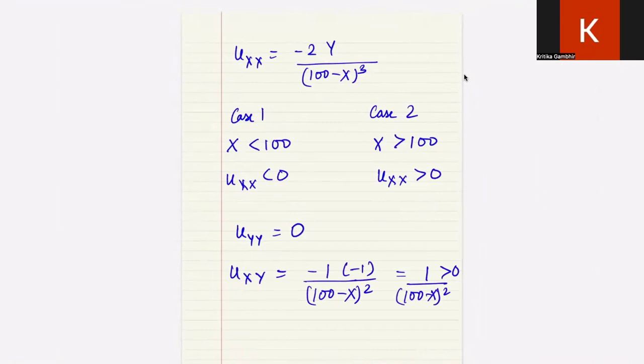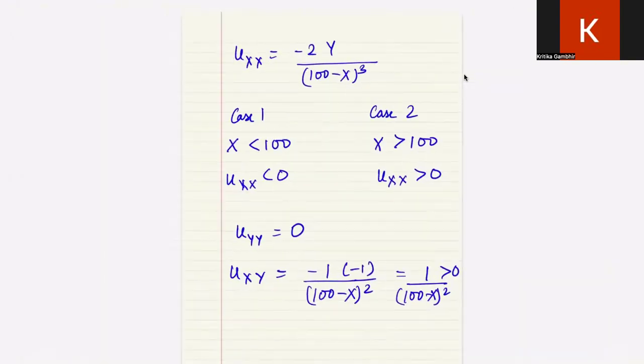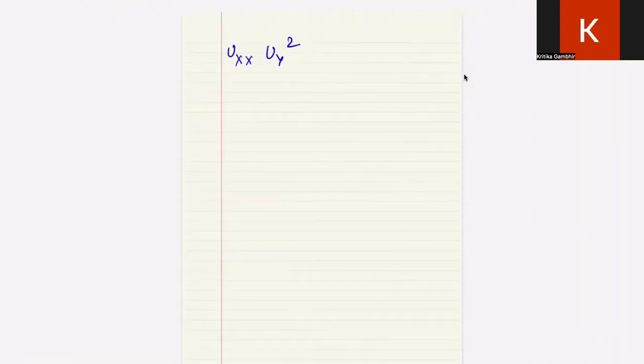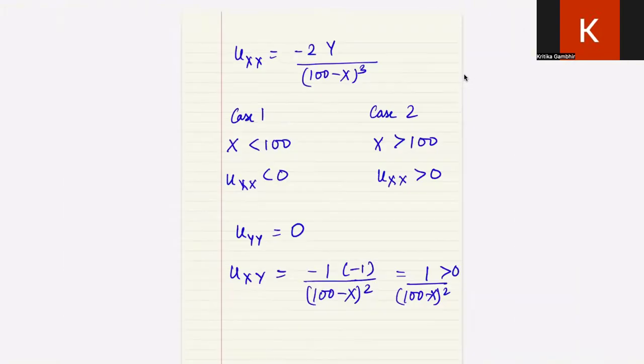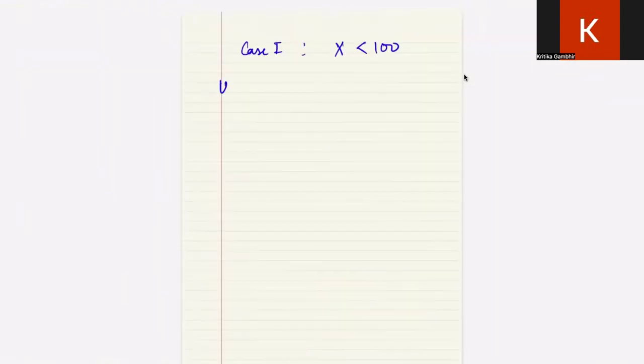Now let's write the condition on a new page and then let's solve. You have uxx uy का whole square. ये पहली term है. So let's individually solve this term. Now इसमें भी you have cases. So let's do one thing. Let's solve the full condition for cases. Case 1 ले लेते हैं. X is less than 100. If this is the case, then let's see what happens to the condition. Condition लिख लेते हैं.